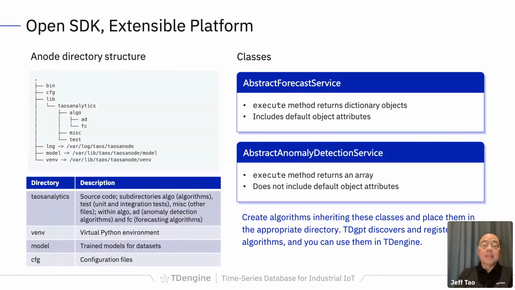To make it more flexible, our SDK is open source. You can integrate your favorite algorithm or model into TDgpt if we don't provide it right now. We provide two classes: the forecast service and the anomaly detection service. Look at the tree structure.